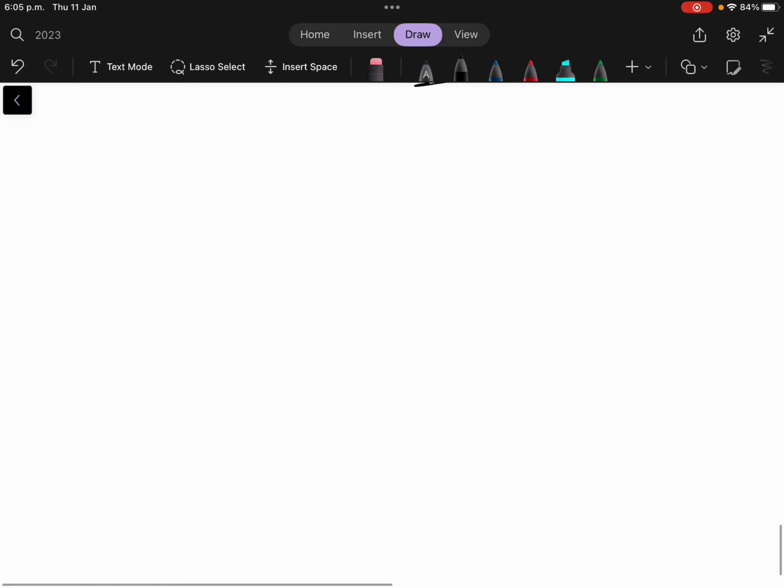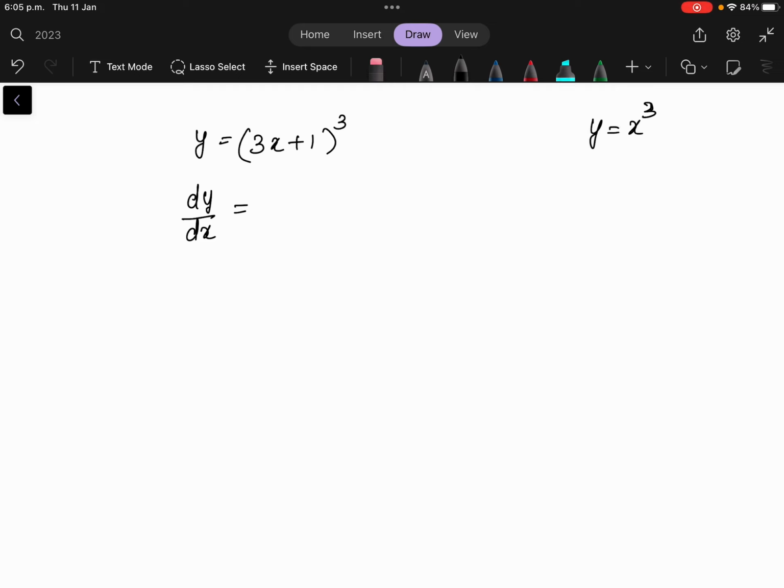Okay, so I hope you understood, or if you're confused, I'm just going to do one more. If you have y is equal to (3x plus 1) the whole cube, and you are confused with the u and v concept, try to understand this explanation. To find dy by dx, see, if y is equal to x to the power of 3, how will you do it? dy by dx is equal to 3x to the power of 2. So same thing you do here: 3 times (3x plus 1) to the power of 2.